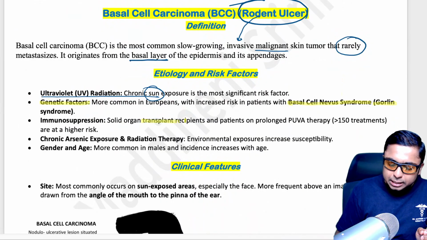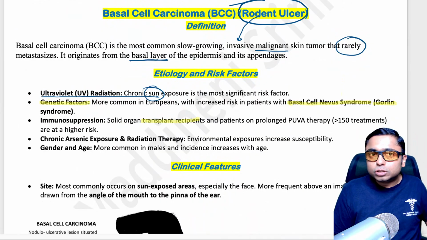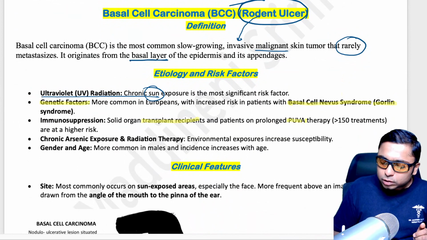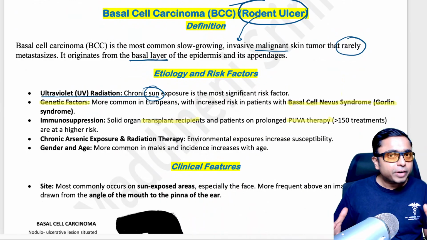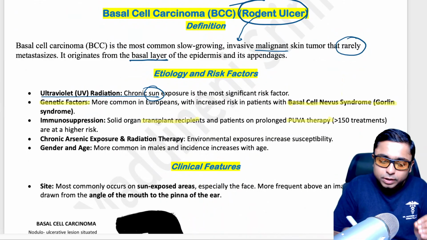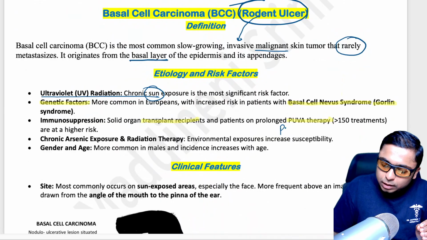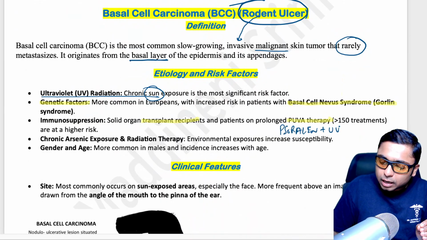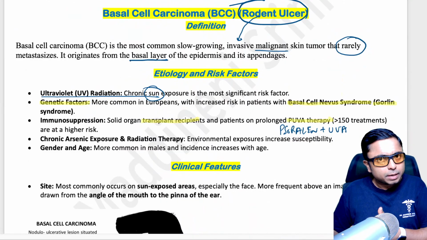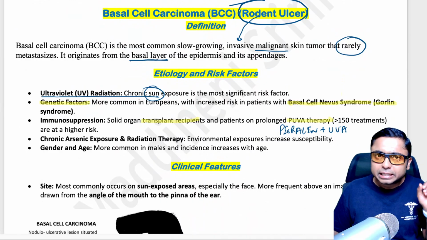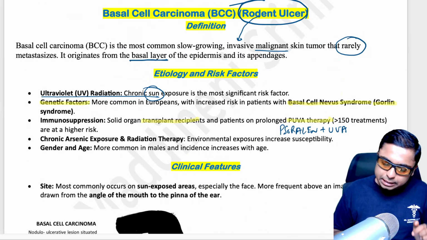And in transplant recipient individuals, because of the immunosuppression, and also those who are undergoing PUVA therapy. Those who don't know what is PUVA therapy, I have made a video on that. PUVA simply stands for psoralen combined with ultraviolet A therapy. So there are certain indications for PUVA therapy. I have made a video, you can check that. I will leave it in the iCard and also in the description.